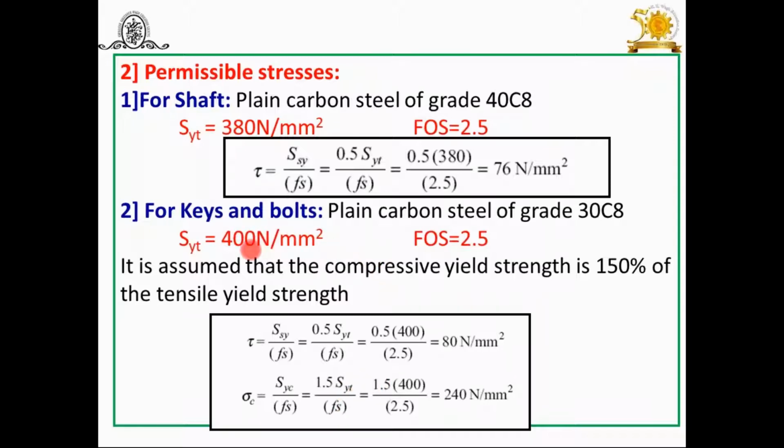SYT for key material is 400, you can substitute for bolt material also, and you will get 240 Newton per mm square. That means this is permissible crushing stress for key, and permissible crushing stress for bolt is equal to 240 Newton per mm square. And this is permissible shear stress for key and for bolt, that is 80 Newton per mm square. Try to understand. That means for shaft, key and bolts, we have calculated permissible stresses, permissible shear stress and permissible crushing stress. Now the third component is the flange.